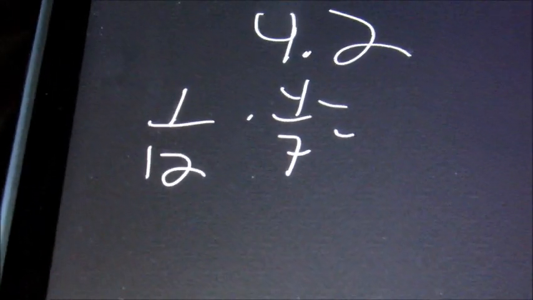In 4.2, we're going to multiply and divide fractions. So the first is I'm going to multiply. The first one I'm going to do, 1 over 12 times 4 over 7. We can do this in two ways. When we're multiplying fractions, we're just multiplying the numerators to each other and the denominators to each other and then reducing. So I'm going to do it that way first.